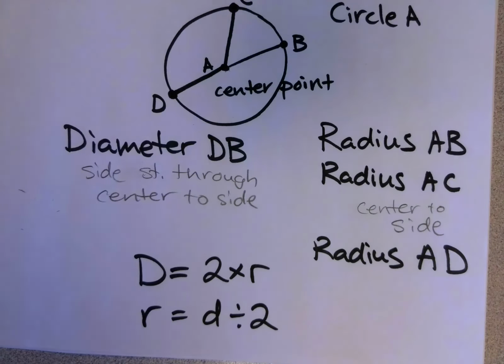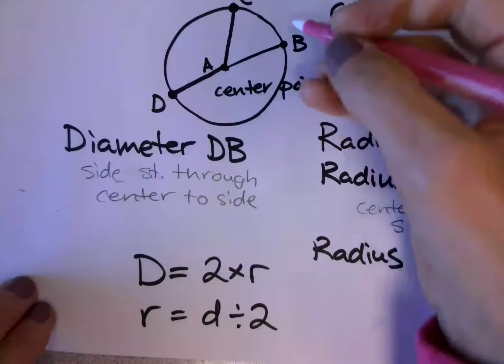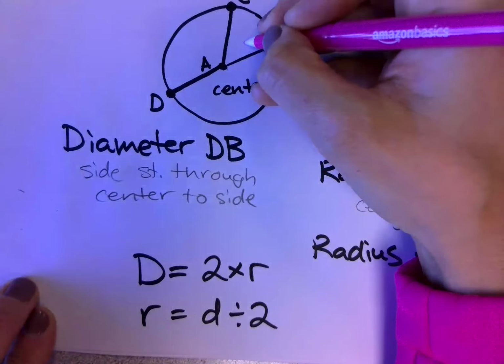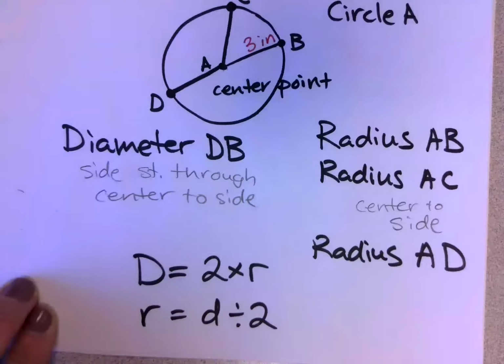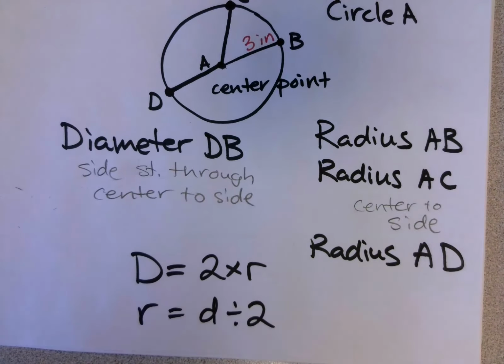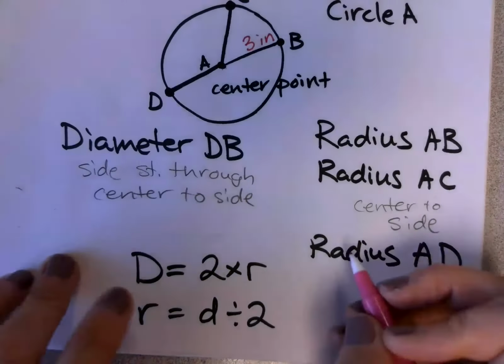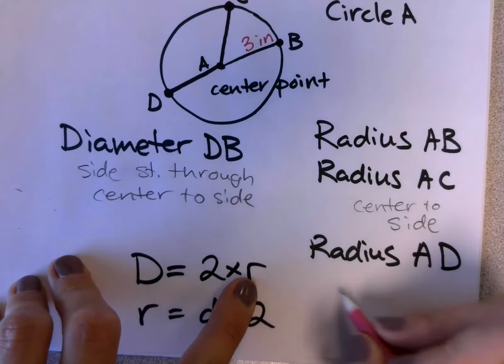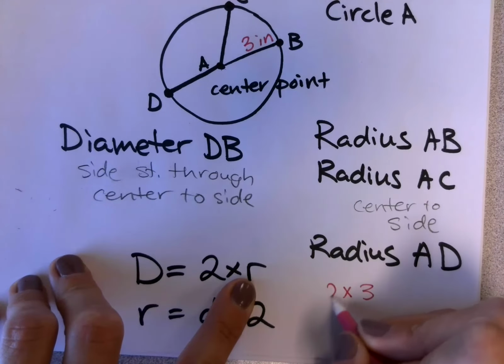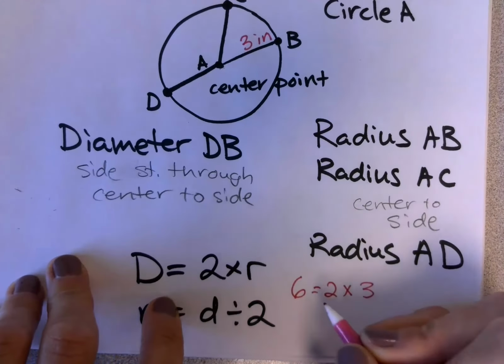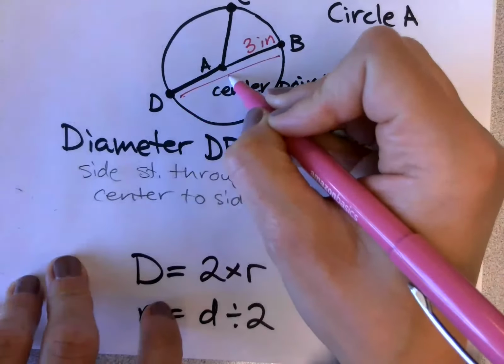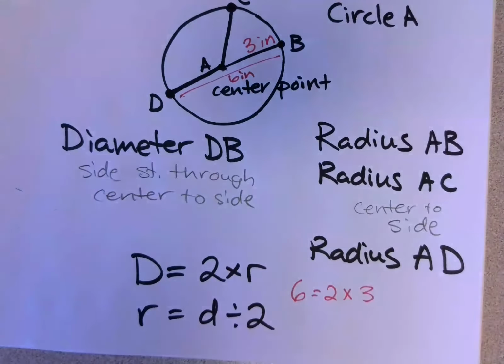Depending on which one I give you, you can calculate it. Let's use one as an example. So if I had AB and I told you the radius was 3 inches, could you figure out the diameter? Of course you could, because the radius is 3. I multiply that by 2 and I get the diameter of 6. So you know this whole thing is 6 inches then, okay?